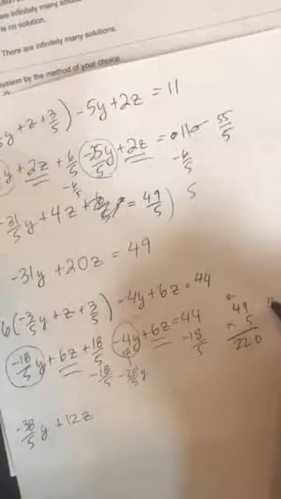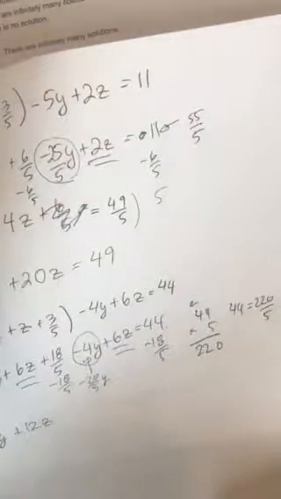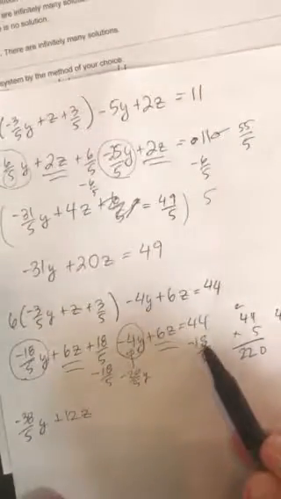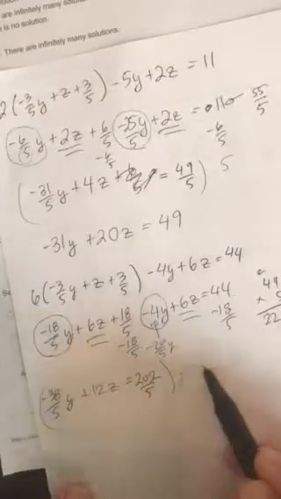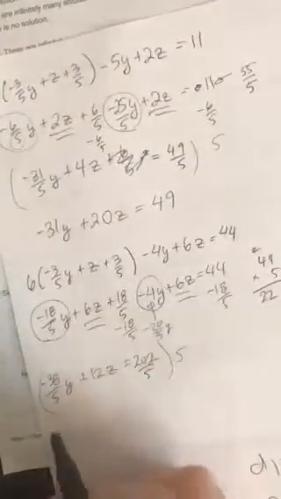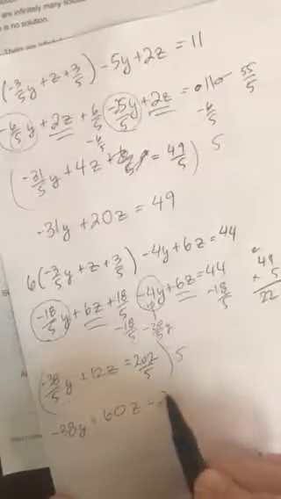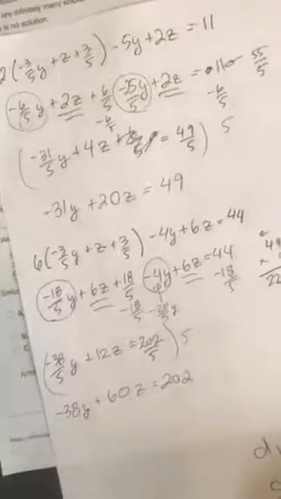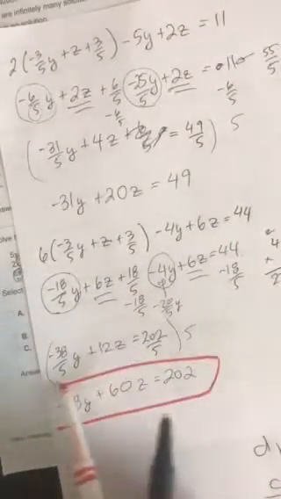So all I did is I made 44 into 220 over 5, just to have the same denominator. So 220 minus 18 is going to be 202, so that's going to be 202 over 5. Again, I can get rid of this 5, and I can go ahead and multiply, and I get negative 38y plus 60z equals 202.